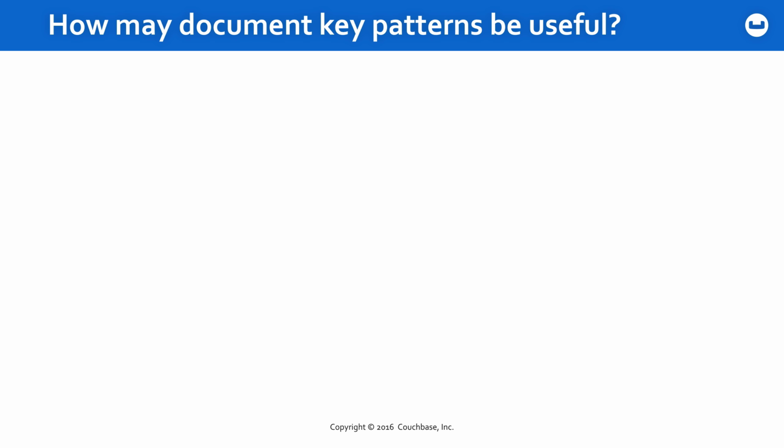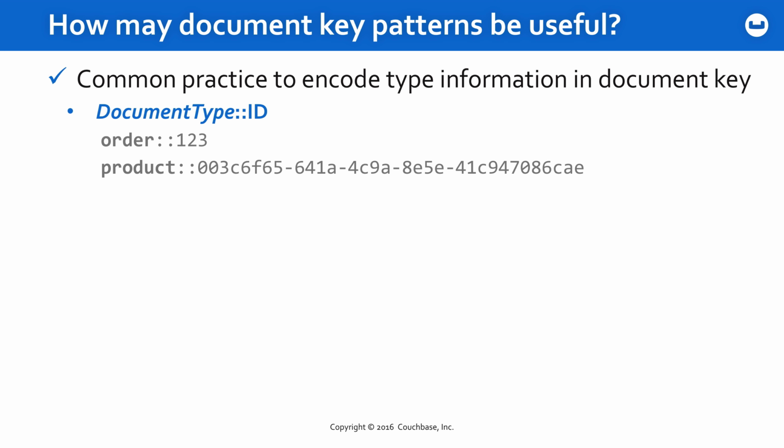So how can the idea of a document key pattern be useful? Well, it's become common practice to encode document type information within the document key with this type of database. So you could have document keys where it's, for example, order colon colon some order number or product colon colon and a GUID, something of that sort, so that you can distinguish the document type while also keeping it unique.